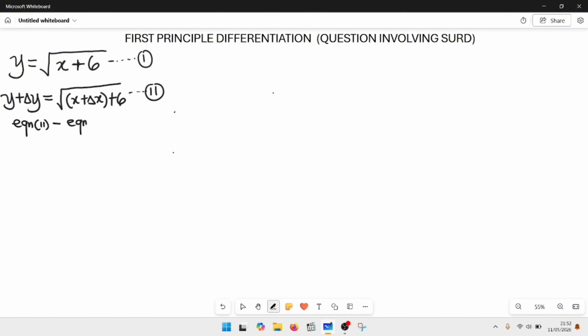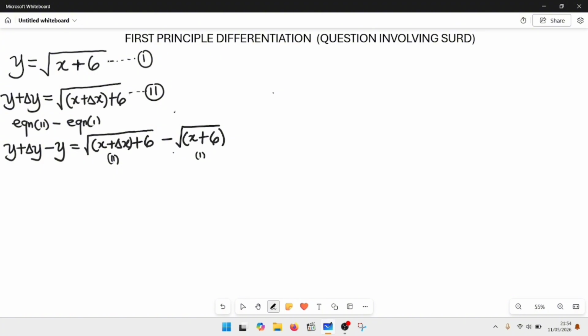minus equation 1. How do we do that? This is our equation 2, which is y plus delta y, minus equation 1, which is y, is equal to the square root of x plus delta x plus 6 minus the square root of x plus 6. Right, so this is equation 2 minus equation 1. That's what it means. So doing that, you go straight to simplifying.